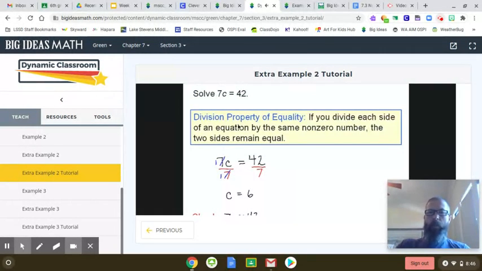All right, so this is very important, the division property of equality. That's going to be in your notes, and you want to make sure you always do the same thing to both sides.